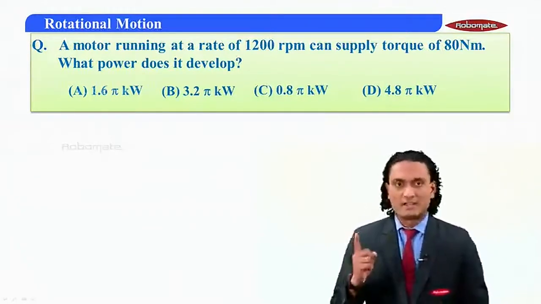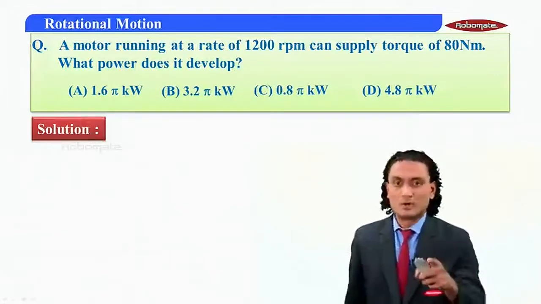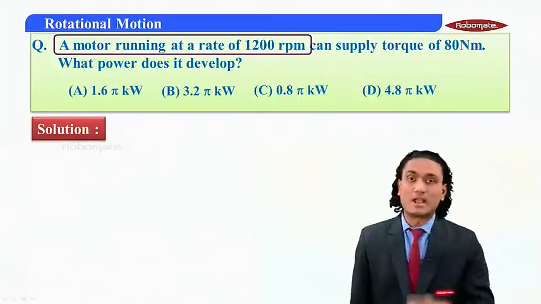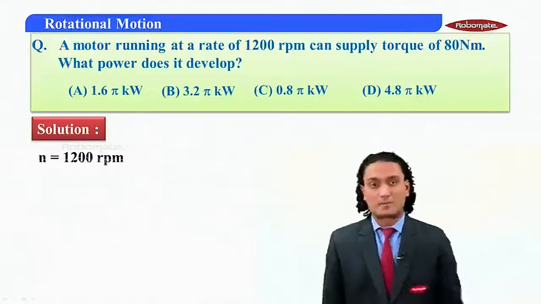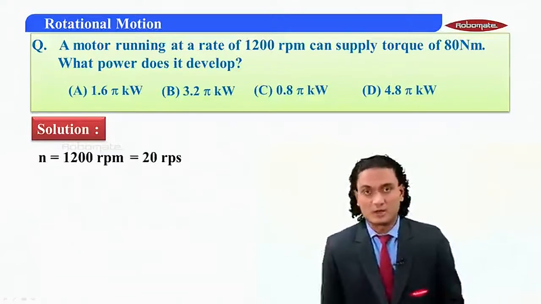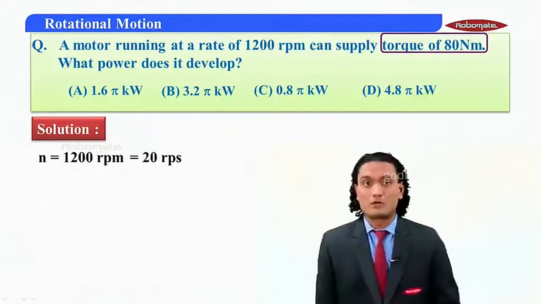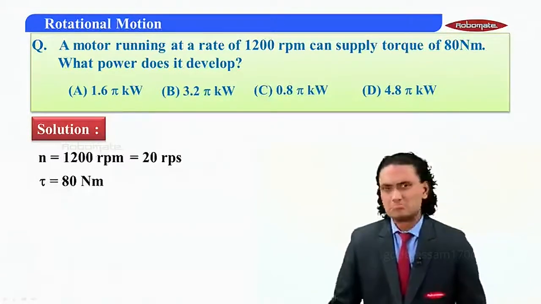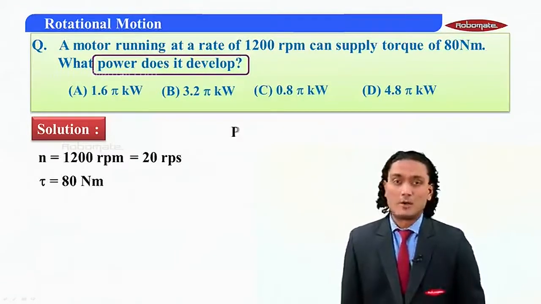Identify, set up, execute and evaluate. Let us move on to the solution. First, we need to identify the quantities. A motor running at a rate of 1200 RPM. So I can write N is 1200 RPM, frequency of rotation. 1200 RPM is 20 RPS. Anything else? Can supply a torque of 80 Newton meter. So torque is given as 80 Newton meter. Anything else students? No. What is asked? They are asking you to find out the power. So P is asked.